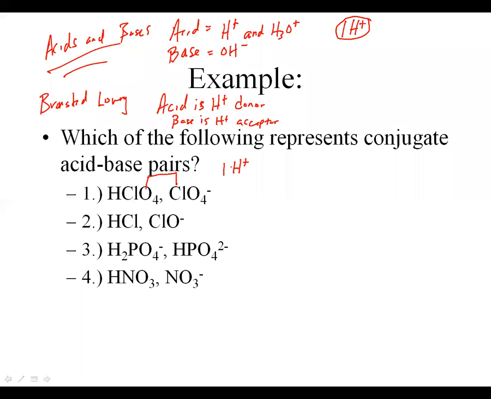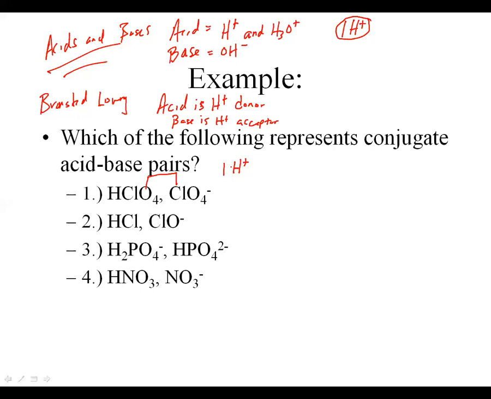And when you look at the difference between these two guys, you should hopefully be able to see that, yes, the only difference here is 1 H plus. Now you can look at that and see that by taking the H plus off of the HClO4. When you take the H off, you're left with ClO4. And remember that when you take the plus away, you become one more negative.